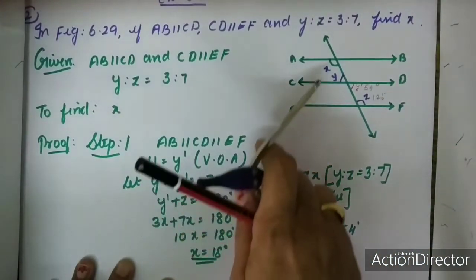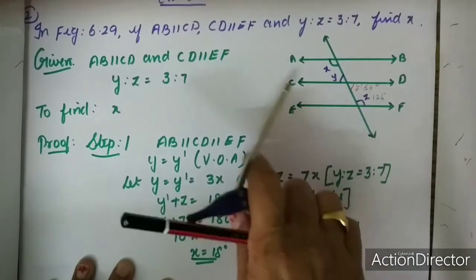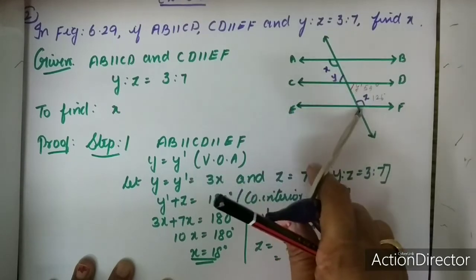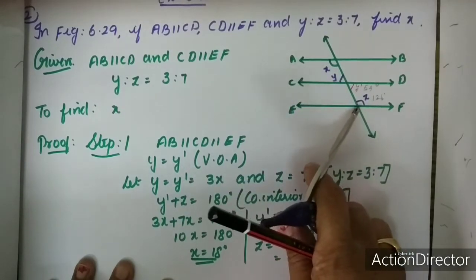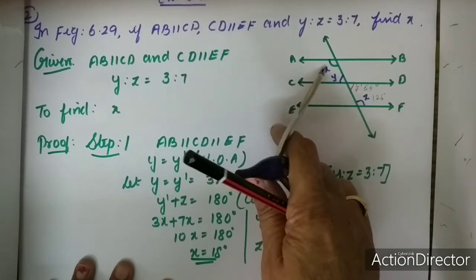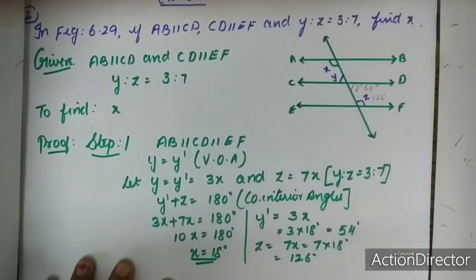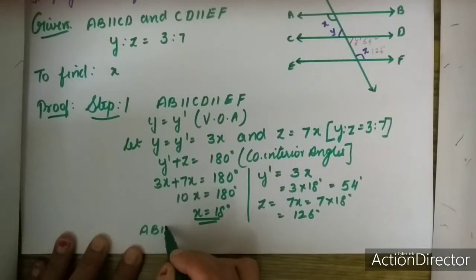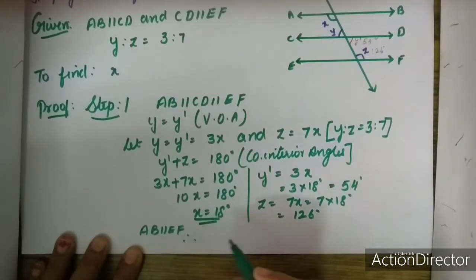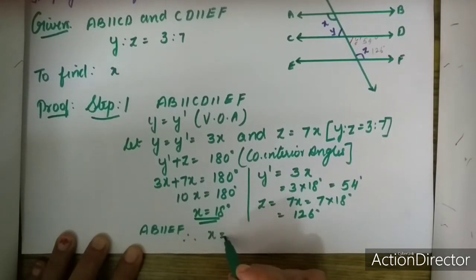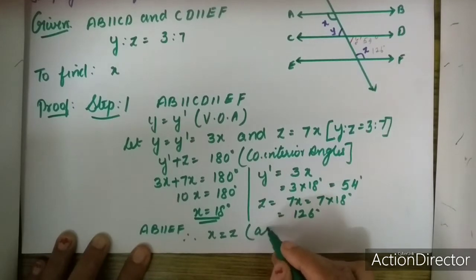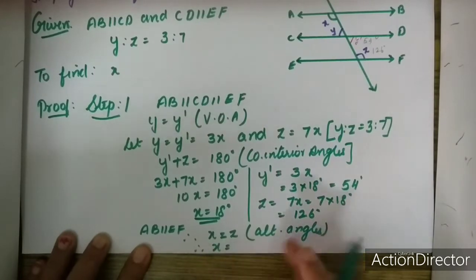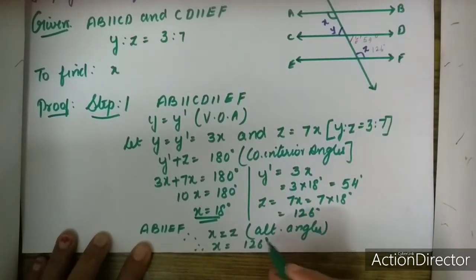Now can you say any relation between X and Z? Since AB is parallel to EF, I can say angles X and Z are alternate angles. So X will also be equal to 126 degrees. Reason: alternate angles. So you will write over here AB is parallel to EF. Therefore X is equal to Z, in brackets alternate angles. Therefore X is equal to 126 degrees. Hope you understood.